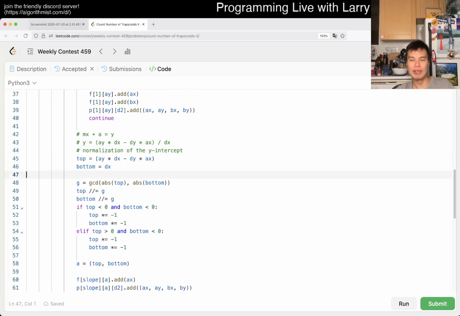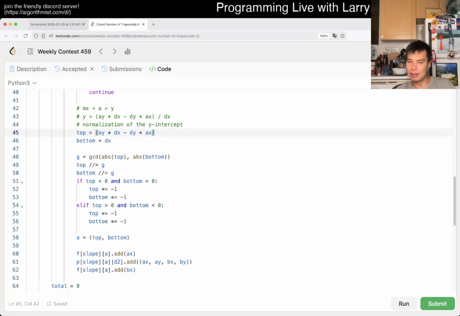So now that means that the core idea is that anything with the same slope and the same y-intercept maps to the same line, and we just want to group them together. As long as you keep that principle, keep that invariant, everything is pretty okay.